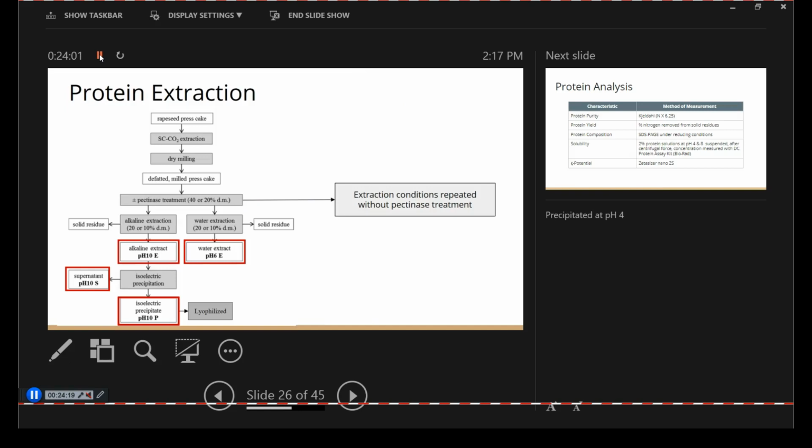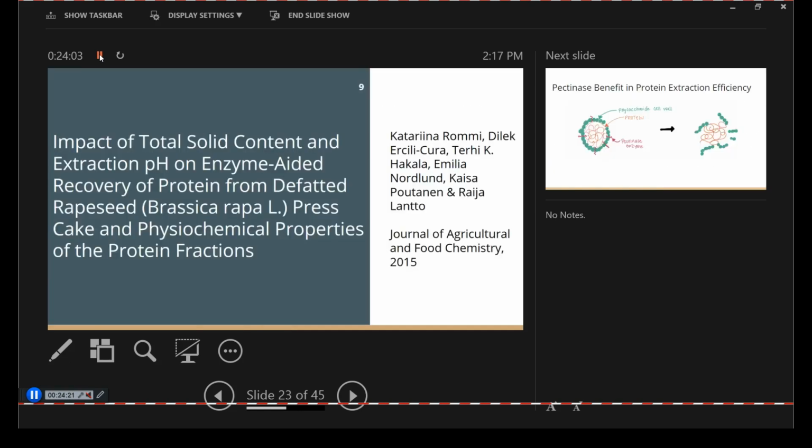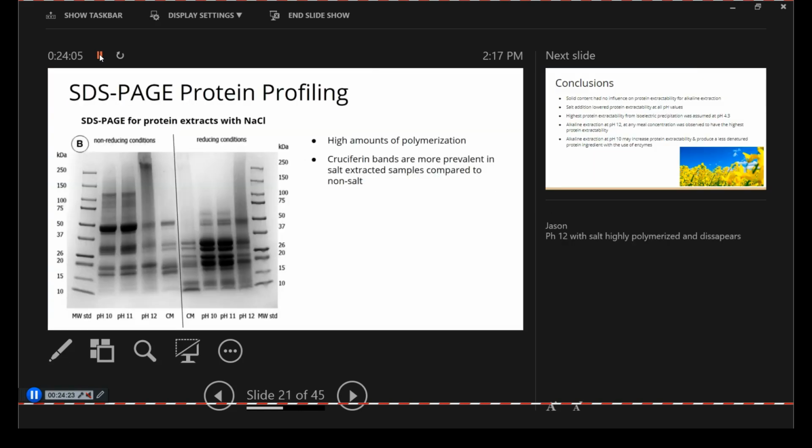I don't see that. Where's the polymerization in your meal? Well, just the breakage of the disulfide bonds to give us our cruciferin and napin peaks. That's not polymerization, because the nature of the protein is that it is present as subunits associated via disulfide linkage. So they are not polymerized due to processing. They are just naturally polymerized.